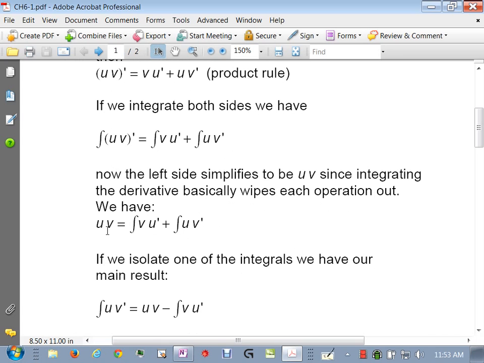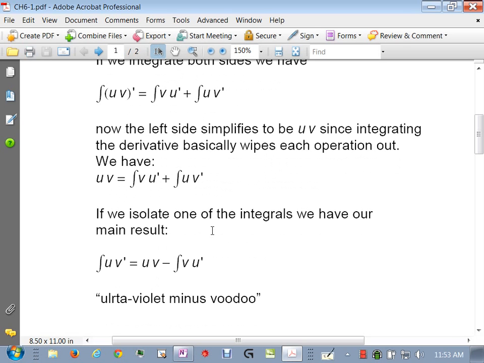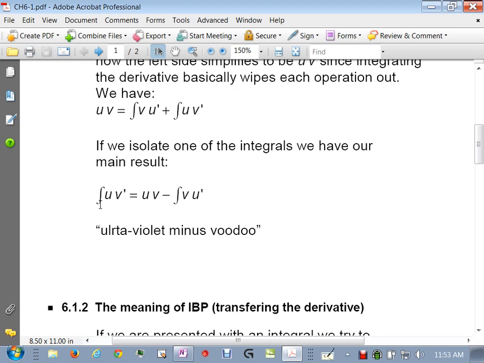The left side here became just u times v. The right side became integral of v, derivative of u, plus integral u, derivative of v. And if we move this integral, the v u prime, to this side, and then just change the order of things, you get this formula right here. It is the integral of u times the derivative of v is equal to u times v minus the integral of v times the derivative of u.